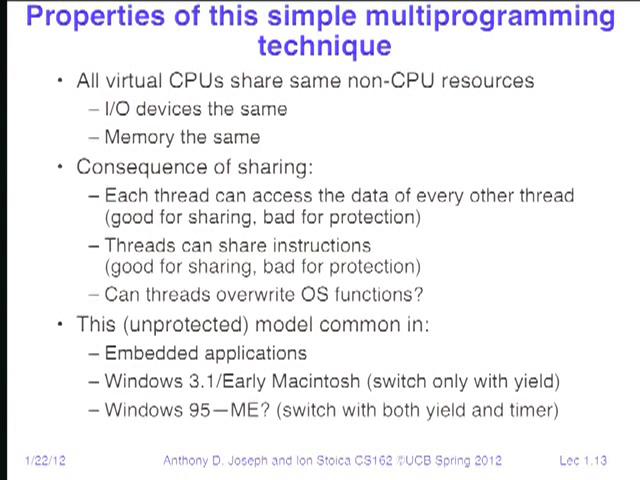Early versions of Windows, early Macintosh, were similar in terms of this unprotected model. So one misbehaving application could bring the entire system down. Also, you only switched when you yielded. So again, if you had an application that decided it wasn't going to yield, then you would not make forward progress on the other applications. It's a very cooperative kind of multi-programming model. Windows 95 and beyond added a switch with both yield and also had preemptive multi-programming. So you'd actually have a timer interrupt go off and force you to yield the processor.